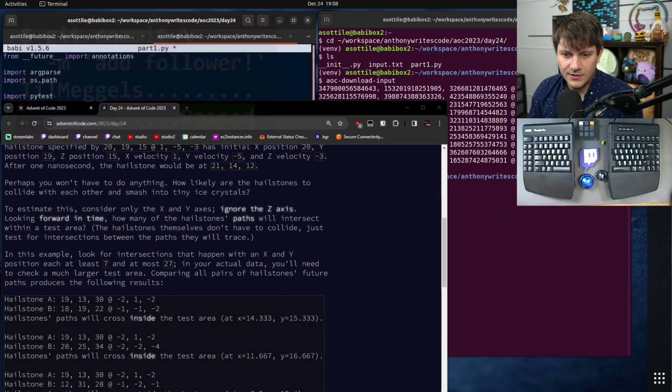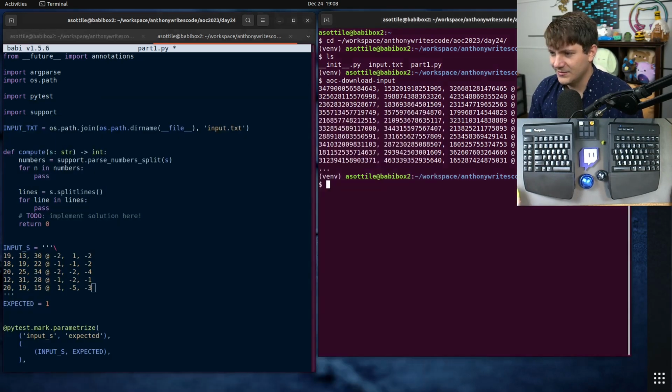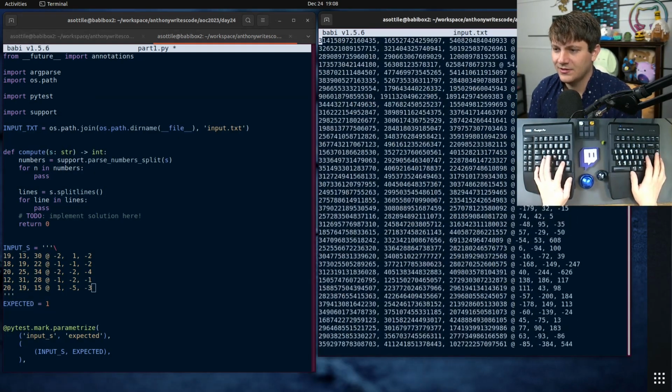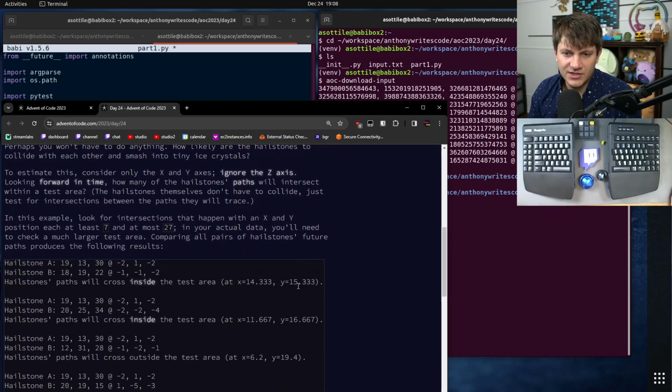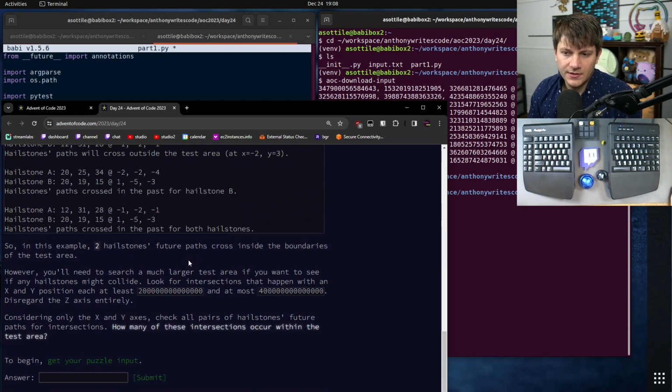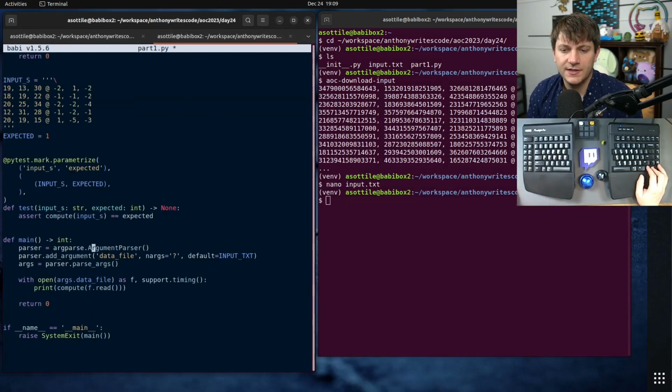Reminds me I need to open up my little dashboard. Oh, floating point number. That is something we don't see in Advent of Code very often. Okay, it's all just positions and stuff. In this example, look for intersections that happen with an X and Y position, each at least 7 and at most 27. In your actual data, you need to find a much larger test area. Okay, so we'll have min and max there. Disregard Z entirely. Okay, that seems fine.